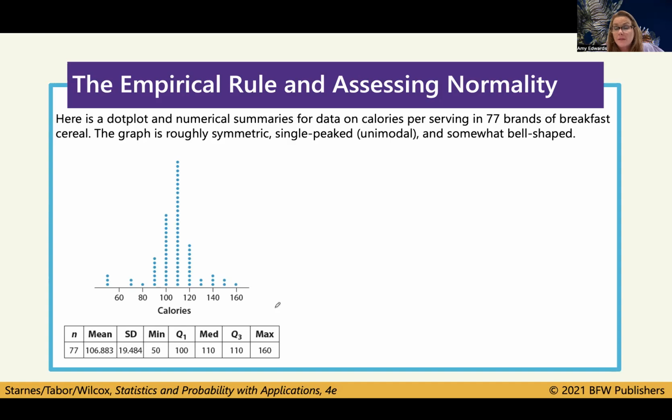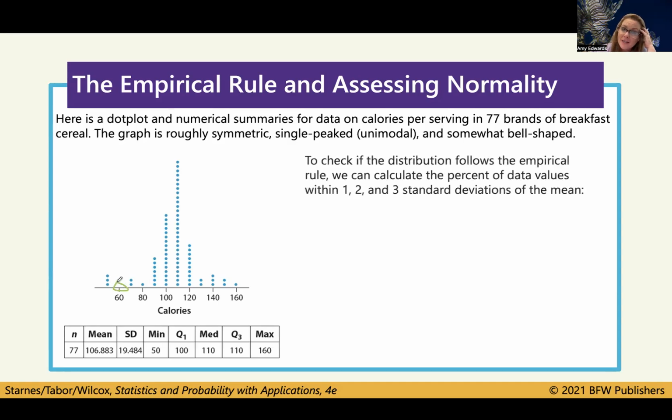Here we got a dot plot. We got 77 brands of breakfast cereal, and we are talking about the caloric intake on the cereal, okay? So we can look at this. It looks roughly symmetric. It does have a single peak. It's somewhat bell-shaped. But the one thing I'm noticing right here, ooh, I got a gap, okay? So we are going to check to see if this falls within the empirical rule. If it falls within the empirical rule, then we can say it's normally distributed, okay? So we're going to calculate the percent of data values within 1, 2, and 3 standard deviations of the mean.